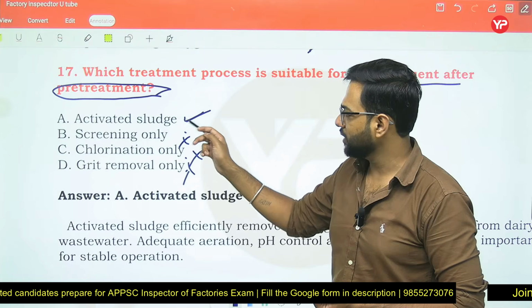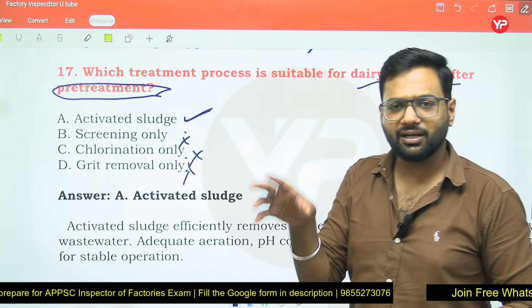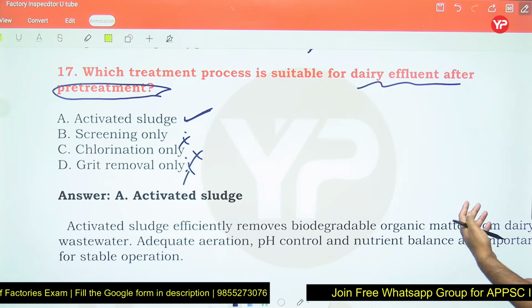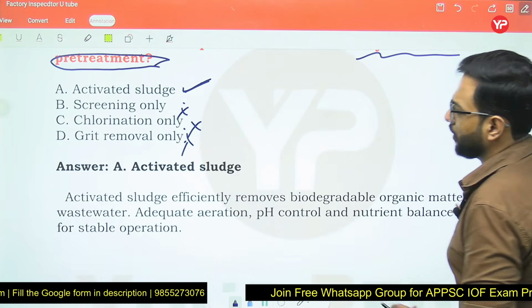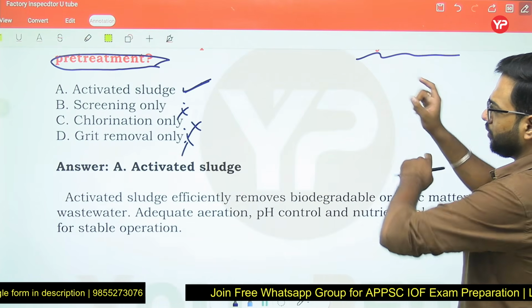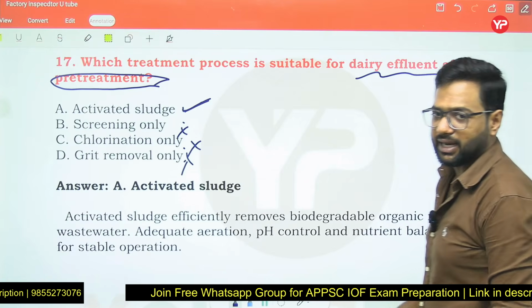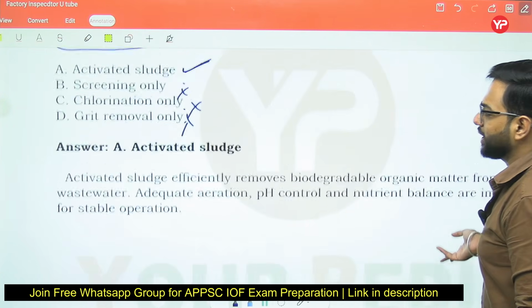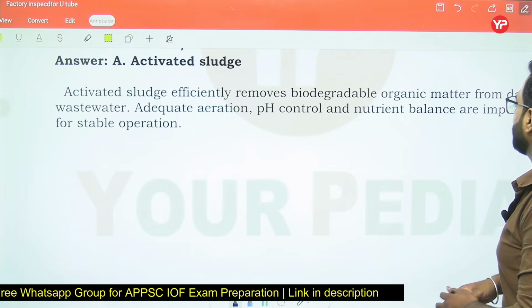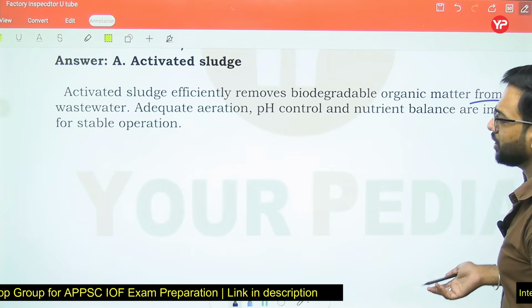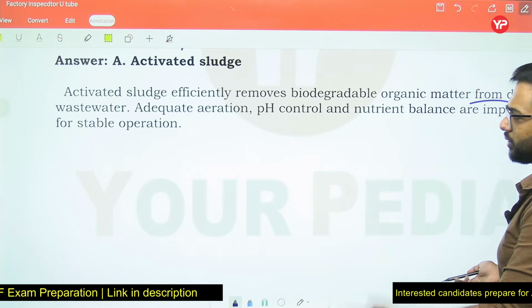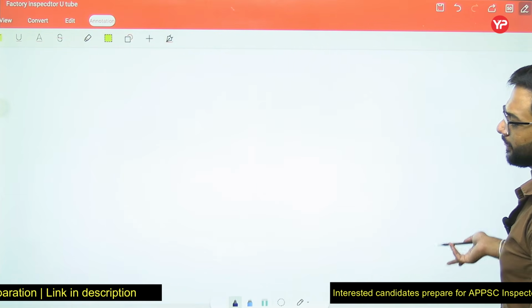Now the only option left is activated sludge. So the activated sludge process can be used for the decomposition of organic particles. After the pre-treatment, we will do secondary treatment, and after the secondary treatment we do tertiary treatment if required. Activated sludge efficiently removes biodegradable organic matter from the dairy wastewater. Adequate aeration, pH control and nutrient balance are important for stable operation.